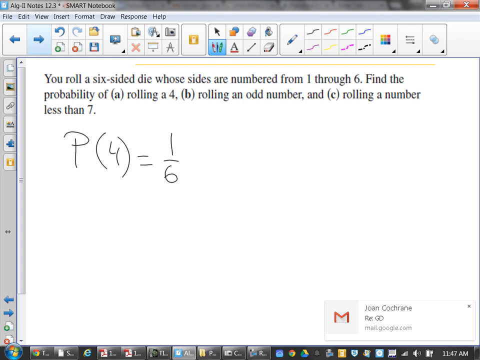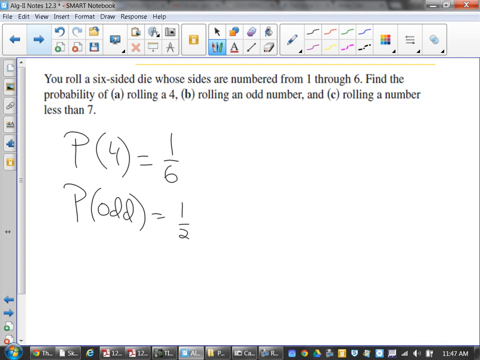What's the probability of odd? 3 out of 6, or 1 in 2. Good, you're already simplifying your fractions. Probability of less than 7? 100 percent. Okay, that's really all this is.